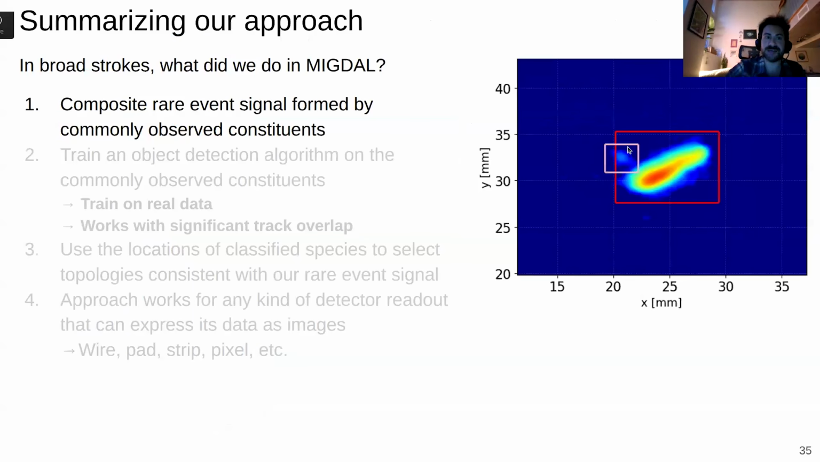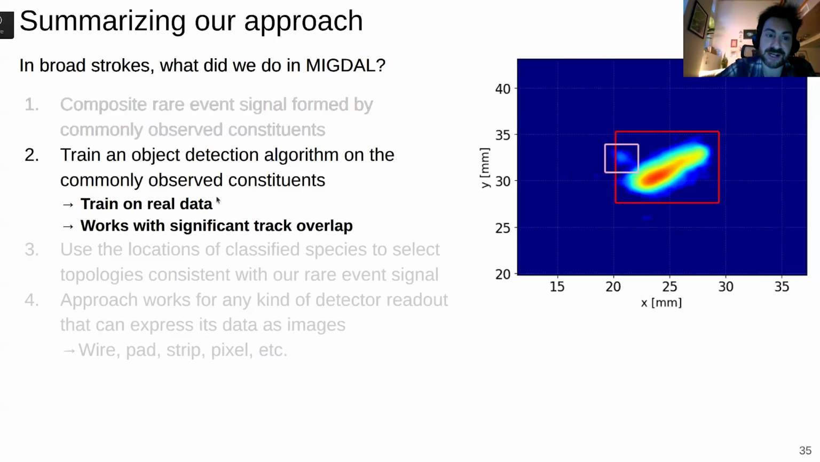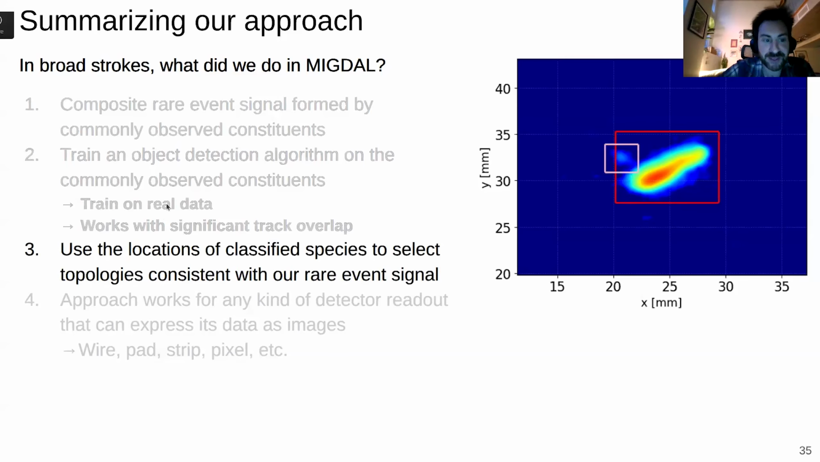Essentially, let me first summarize our approach. In Migdal, we developed a YOLO-based pipeline where we were able to train on real data, because we identified that our rare event signal is a composite of two commonly observed species. YOLO is nice because it works with track overlap, compared to naive clustering. Then you can use the locations of the classified species to select for events that are consistent with our Migdal effect signal.